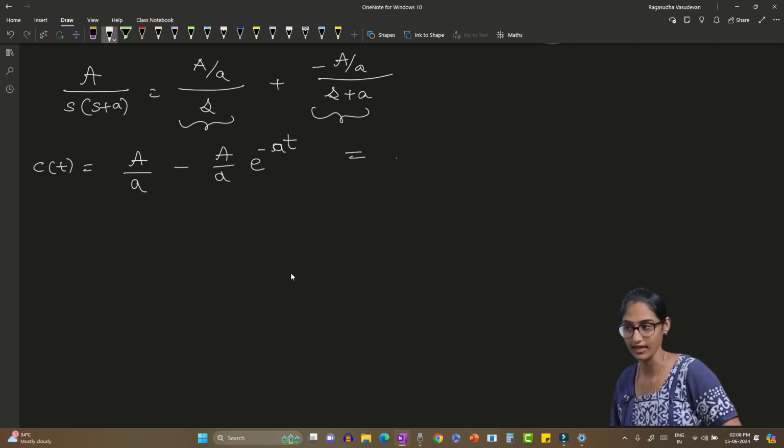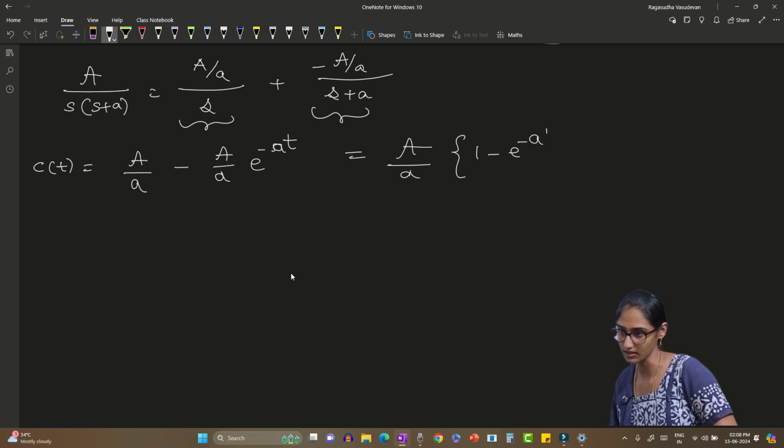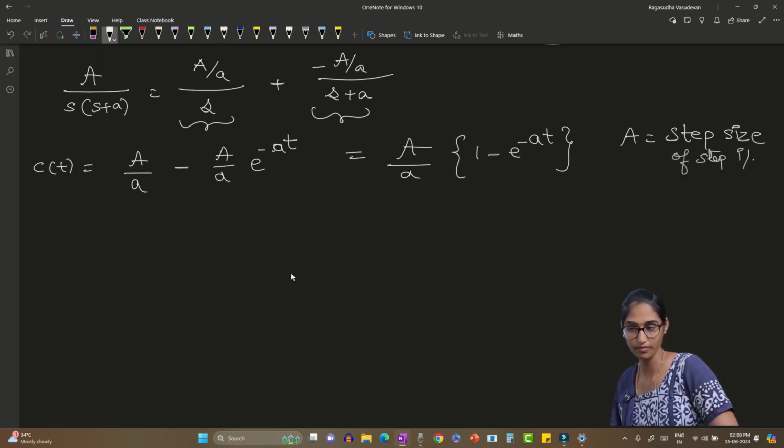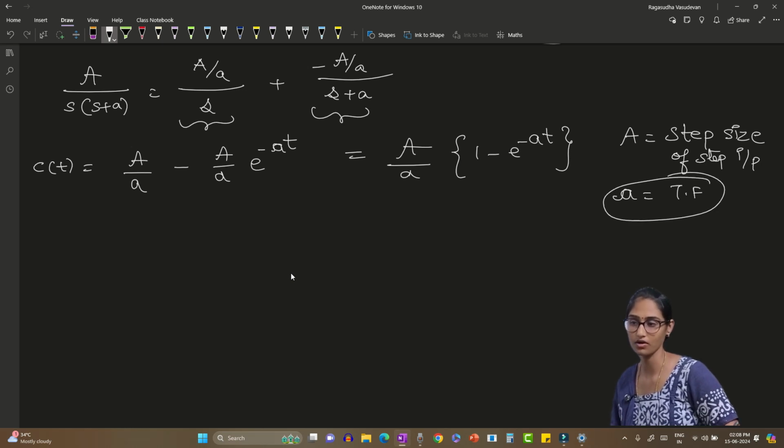So we can take the A by a term common: A by a into 1 minus e to the power minus at, where, what is capital A? Capital A is equal to the step size of the step input. Okay, so what is small a? The small a is taken from the transfer function. Or we can say that the time constant is equal to 1 by a.